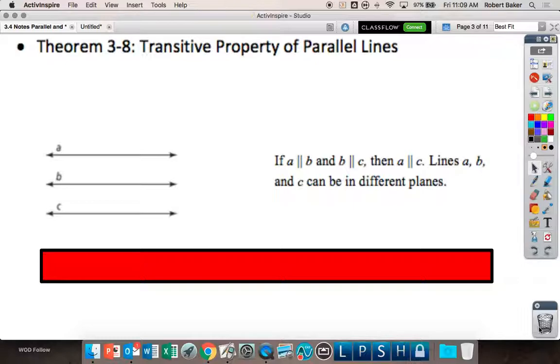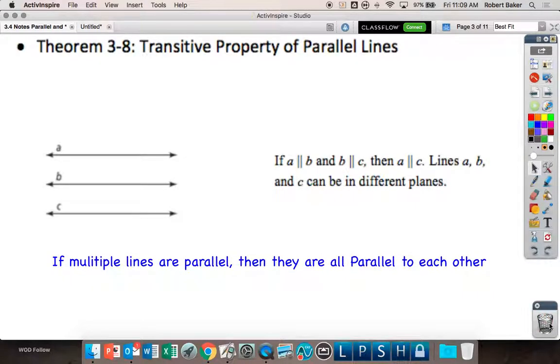So in a regular class, I give this definition. If multiple lines are parallel, then they're all parallel to each other. You don't have to write that one down. That's too easy for you. That just kind of clears it up a little bit. Is there any way to confuse this one? Or what's the purpose of doing this?